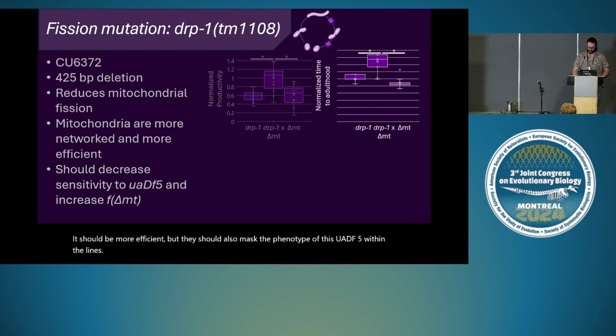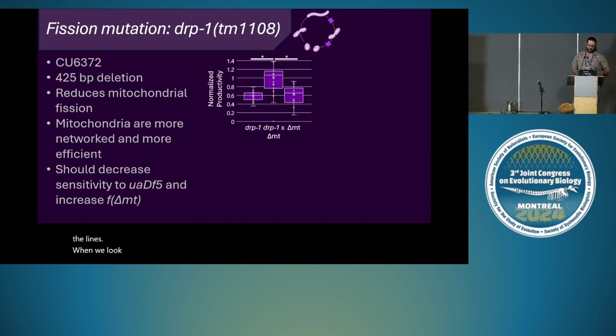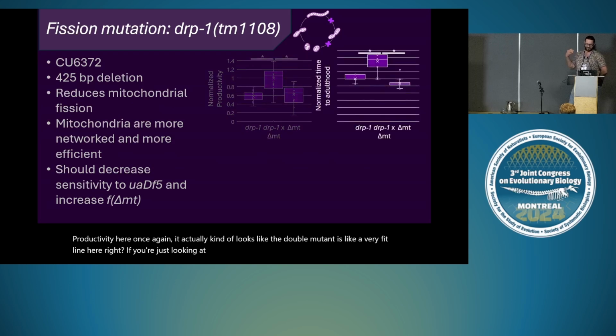When we look at productivity here, once again, it looks like the double mutant is a very fit line, right? If you're just looking at productivity. However, when you look at time to adulthood, you can see these are taking almost twice as long to reach adulthood, right? So a good reminder: measure multiple phenotypes. Don't just bank on one.